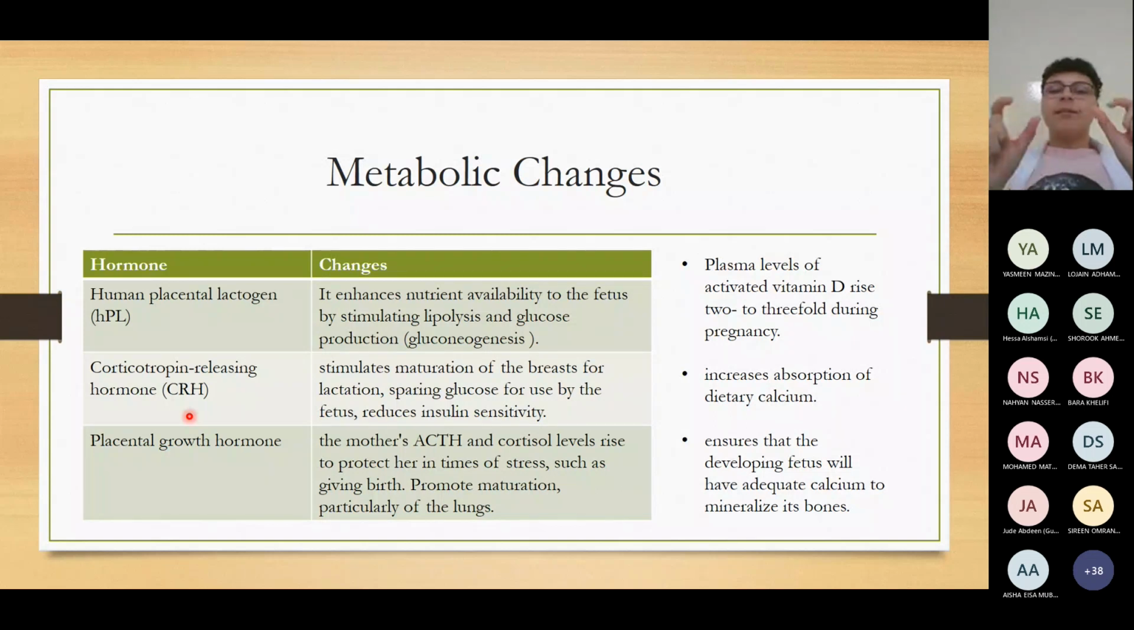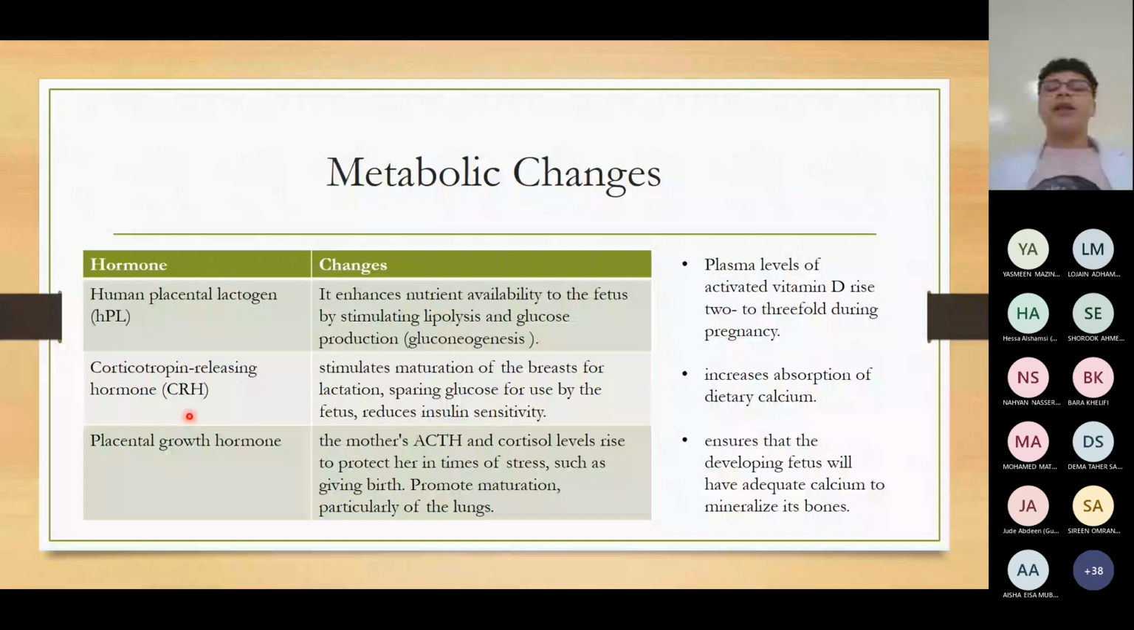Mostly it's going to be saved for the baby. As you know, we need energy for the baby too, right? It's not just the mother. The baby needs some kind of food. So what does this CRH do? It's going to save the glucose that's taken in by the mother and it's going to give it to the baby, not the mother.